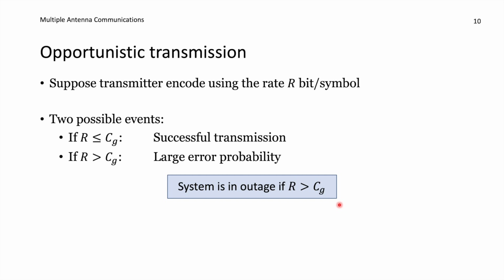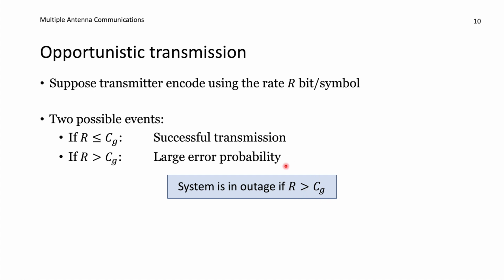And you might have heard the term outage being used when the electrical grid is not working. Well, it's the same thing here. The system is not working at this particular moment. How can we handle this situation? Well, even if the transmitter doesn't know G, it knows the random distribution that it has.